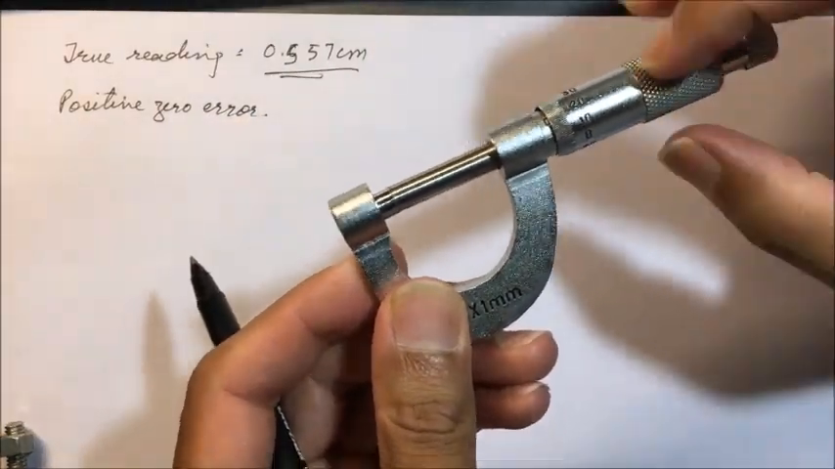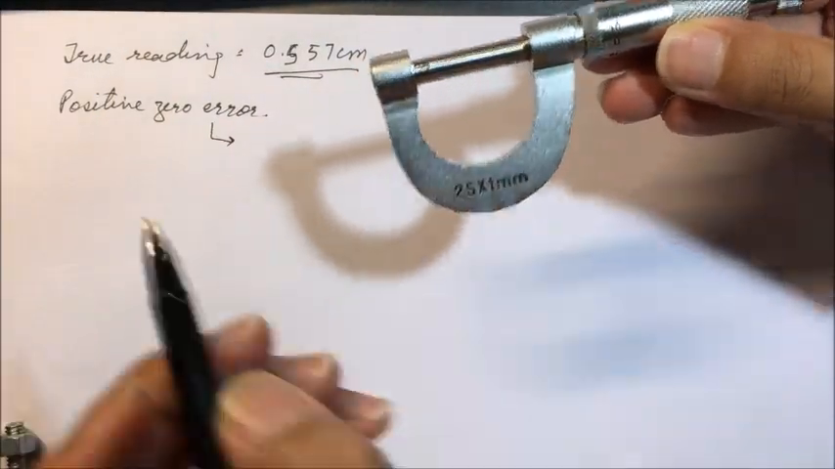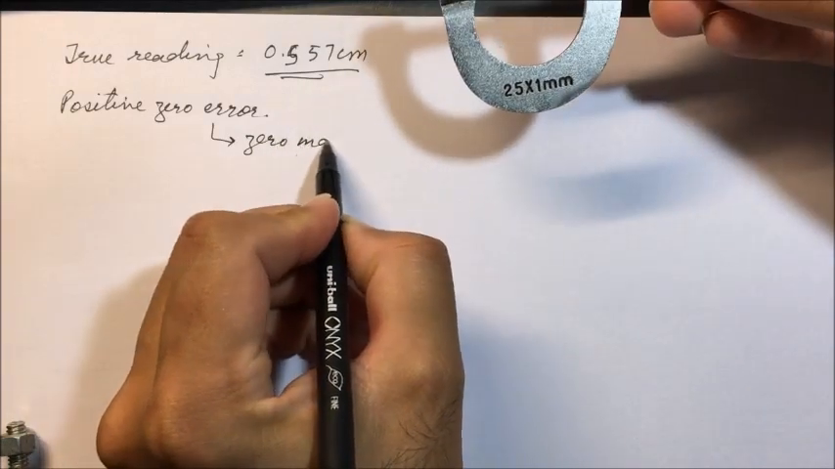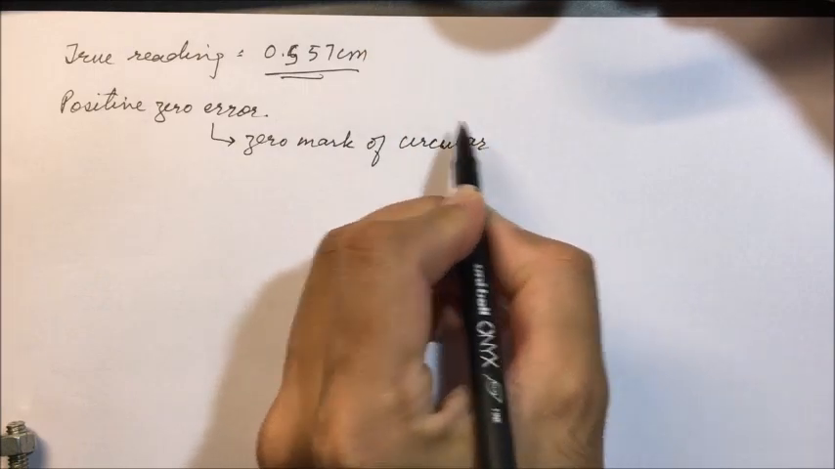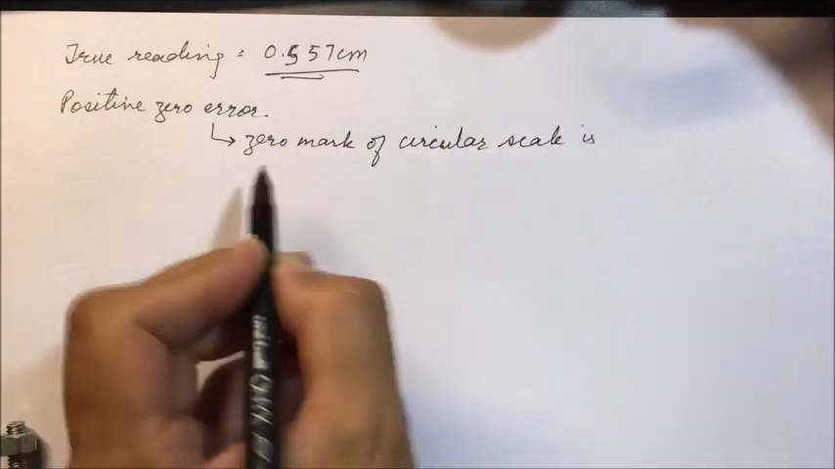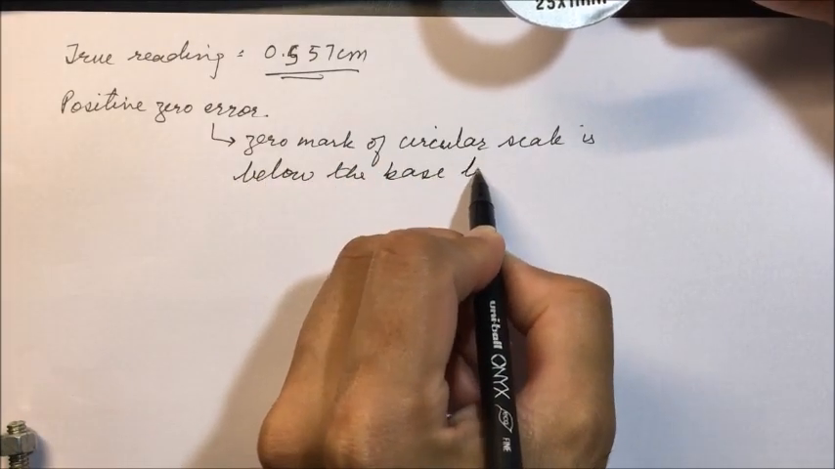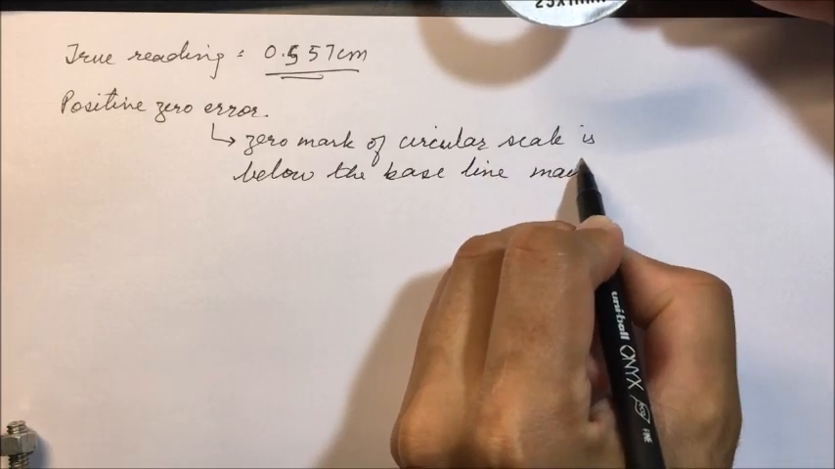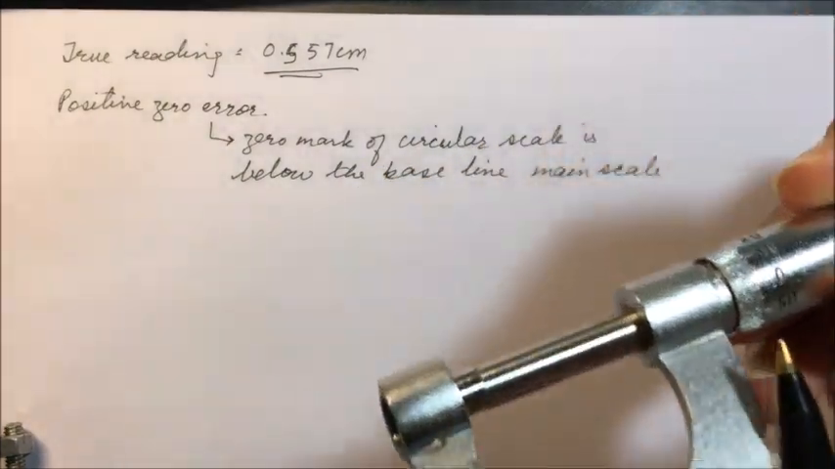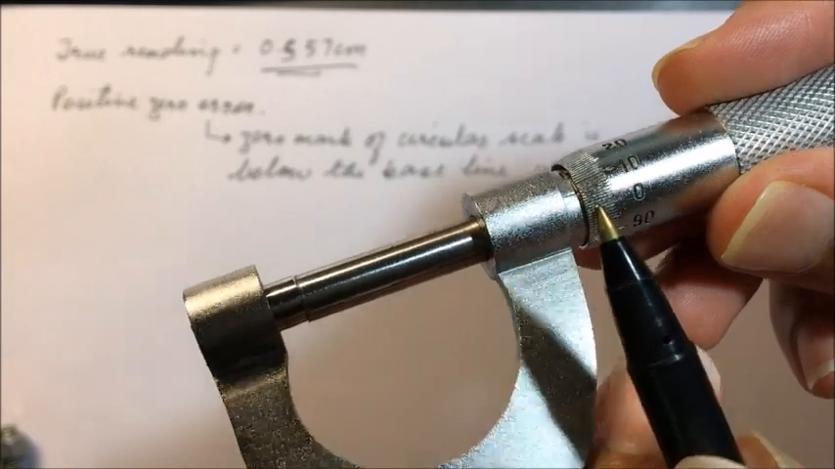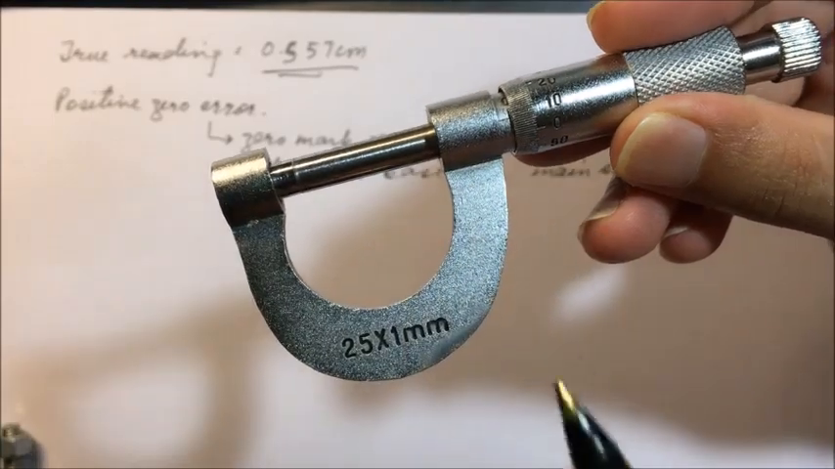An instrument is said to have positive zero error when the zero mark of the circular scale is below the baseline of the main scale. So here the zero mark of the circular scale lies below the baseline of the main scale. Therefore, this instrument is said to have positive zero error.